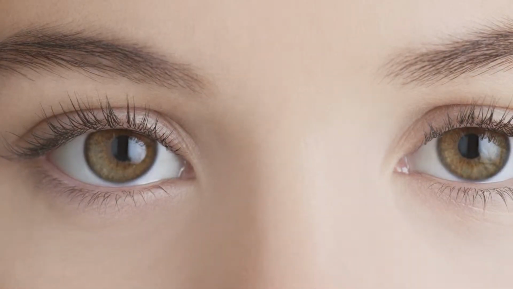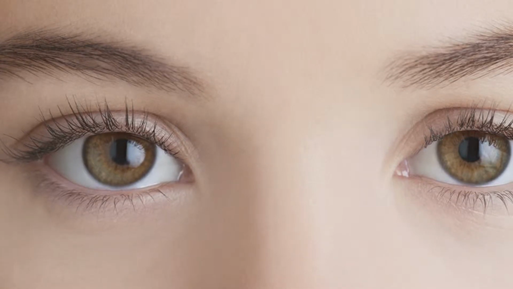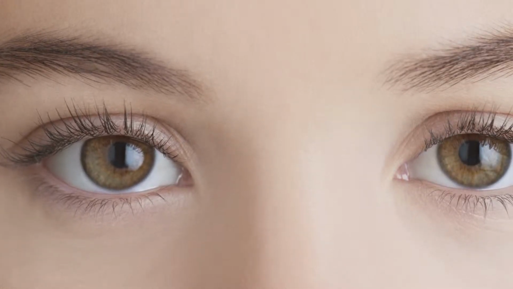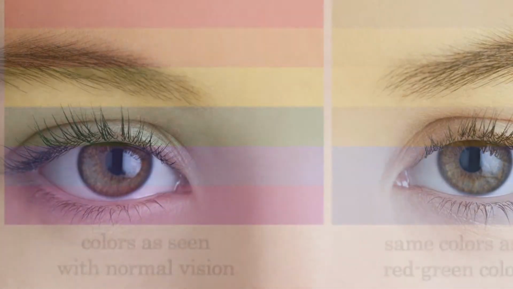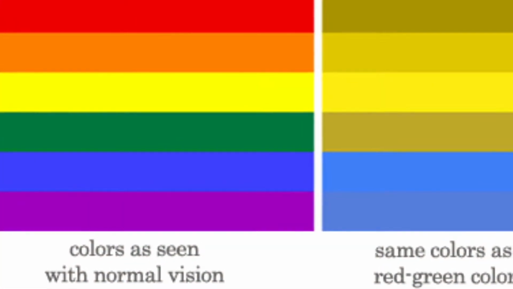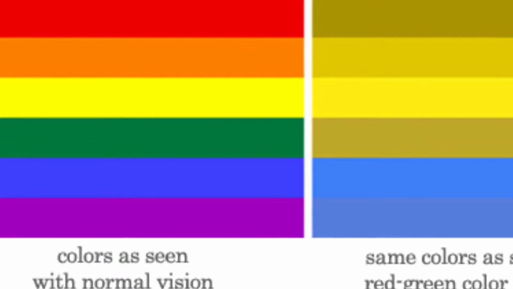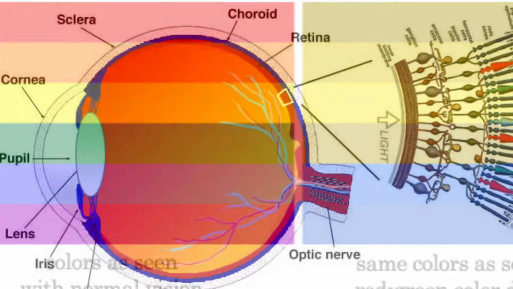Color blindness, also known as color vision deficiency, is the inability to distinguish colors. This is considered a vision disorder and is actually pretty common. Before you can understand how and why color blindness occurs, you need to know a little bit about how the human eye works to see colors.